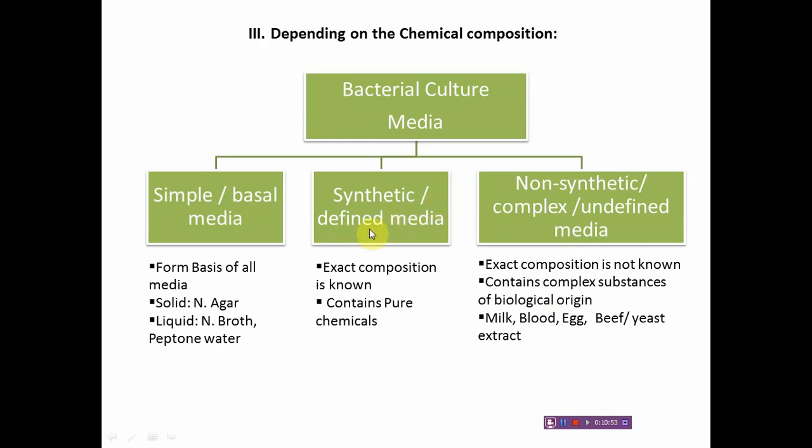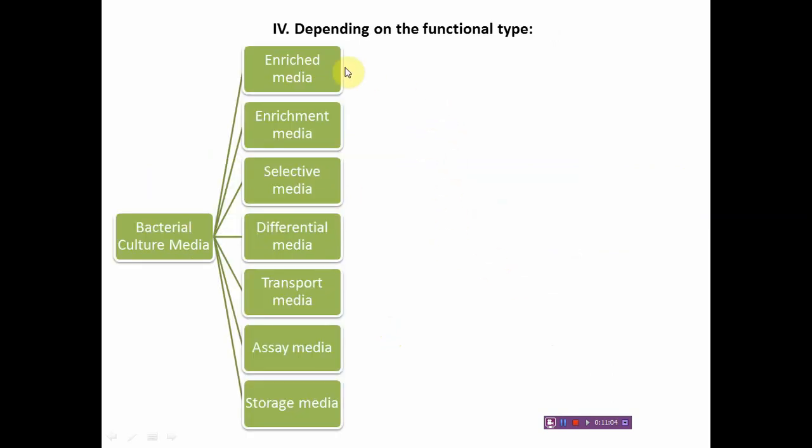For synthetic and defined media, you can write an example like citramide agar. Citramide agar is a synthetic medium. Nutrient agar is a basal medium. Depending upon the functional types, there are a variety of different types of bacteriological culture media. These are enriched media, enrichment media, selective media, differential media, transport media, assay media, and storage media. From these names, you have got some sort of idea.